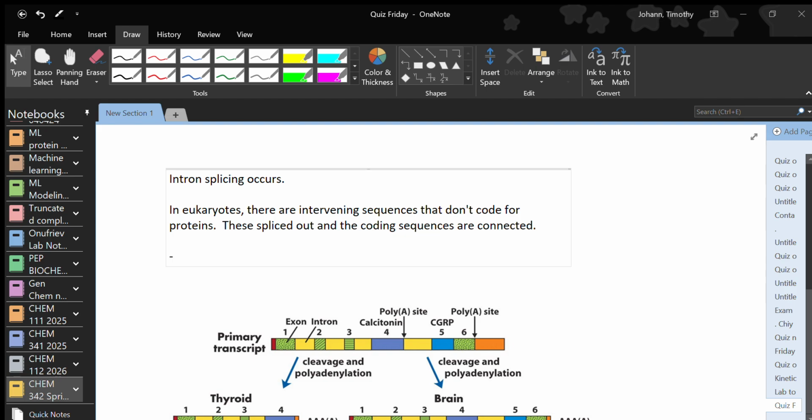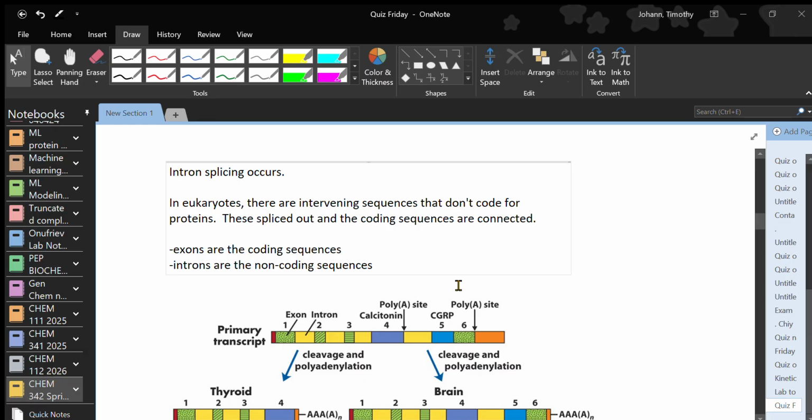Okay, and so we have names for these. Exons are the coding sequences. And then introns are the non-coding sequences. For the purposes of this class, are we just going to say non-coding, or non-protein coding? I think non-protein coding is probably better. So the exons are the protein coding.